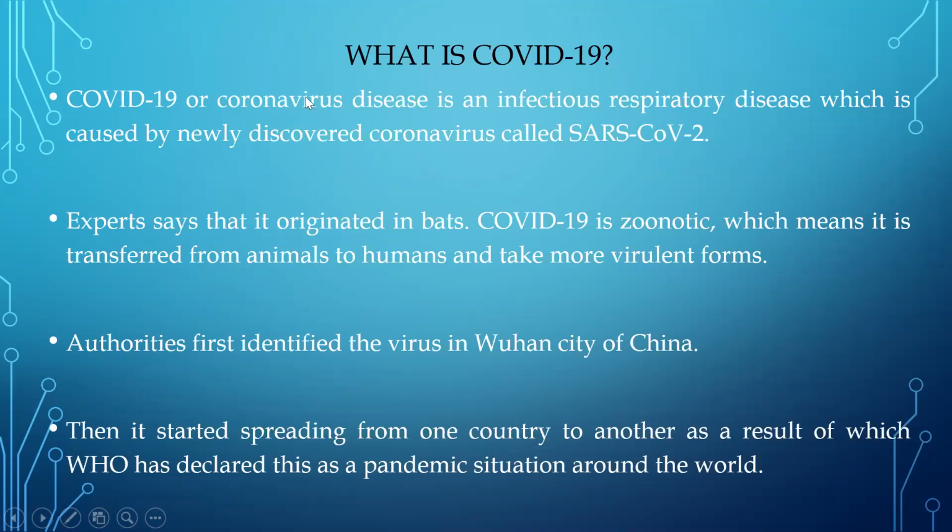All right, so COVID-19 or coronavirus disease is an infectious respiratory disease which is caused by a newly discovered coronavirus called SARS-CoV-2. Remember, in one of the earlier slides I said that whatever coronaviruses cause respiratory infection in humans are all different strains of the same virus. Now this is a different strain, which is related to SARS. SARS was again causing respiratory disease in the early 2000s. So SARS-CoV-2, that is coronavirus 2, is quite related to SARS.